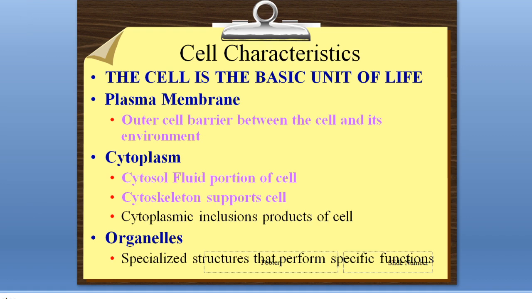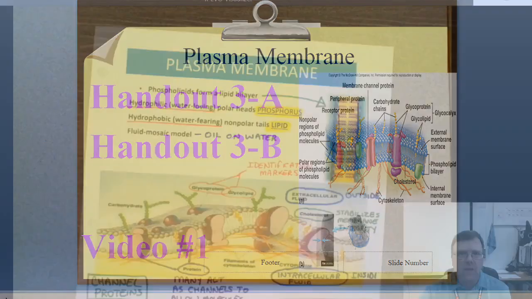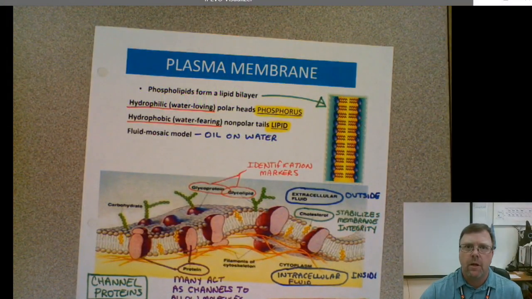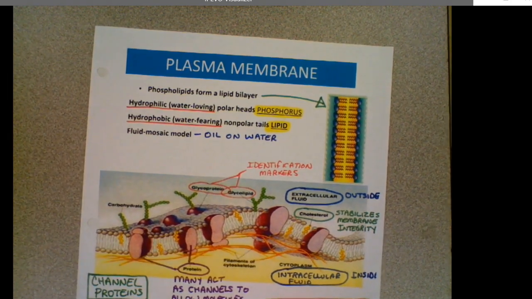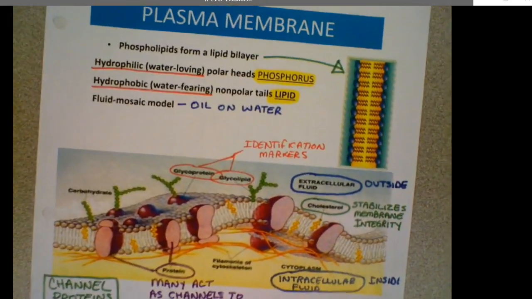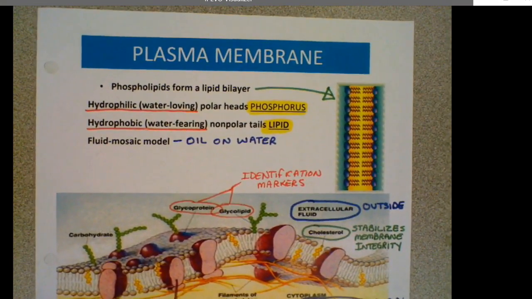Okay, so to get started here, we're going to go to handout 3A. This handout is going to give us a discussion and introduction of the plasma membrane. So I'm going to switch over to handout 3A and let's discuss it. 3A is going to be kind of a crash course in the plasma membrane.